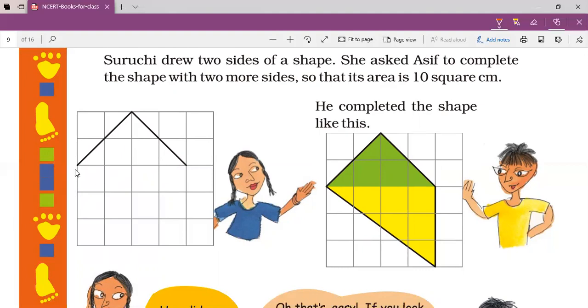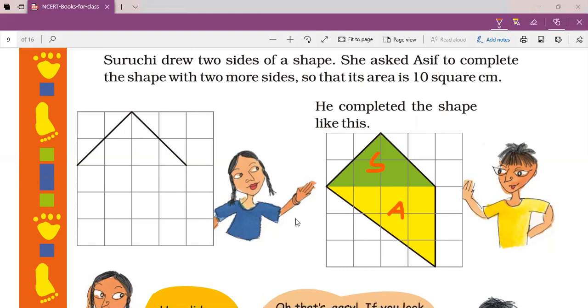Means if you want to draw, we can draw like this also, we can draw like this also. But whether the area will be exactly according to the condition, no. We have to draw it properly. She told Asif to draw a proper shape that will cover the 10 square centimeter. Now what Asif had done, he completed the shape like this. This was Suruchi's shape, and this was Asif's shape.